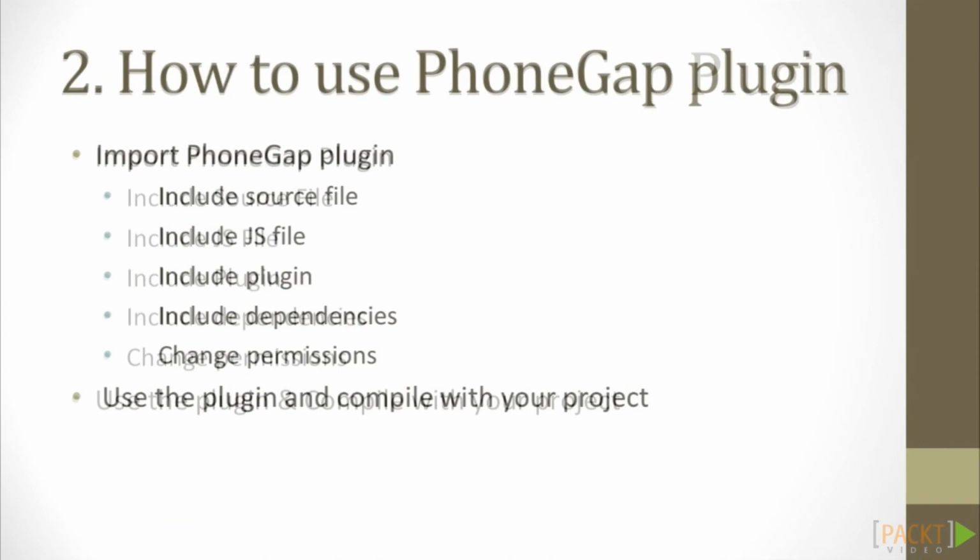Therefore, we need the following steps to import a PhoneGap plugin. Include the native source file to the compile path, include the JS file to the www folder, include the plugin to the PhoneGap configuration file, include the dependencies to the project, then change the app configuration by adding or removing permissions. After following these steps, we can use the plugin in our app and build the project.